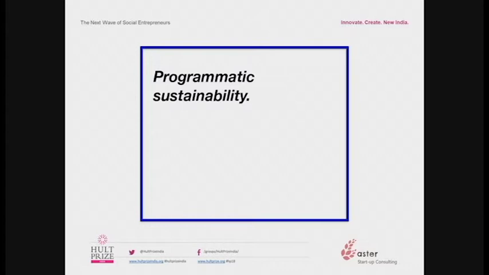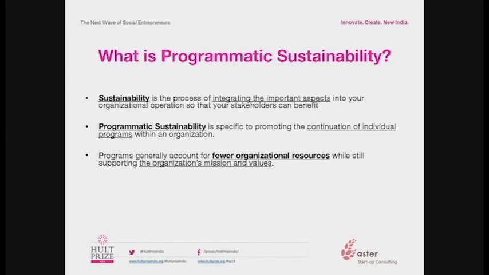So this is where we need a program. This is what is called programmatic sustainability. How do you keep it as an ongoing activity? The formal definition of it is integrating the important aspects into your organizational operation. So you need to build an organizational process, a way of doing things, so all your stakeholders can benefit from that ongoing activity, which keeps going on.